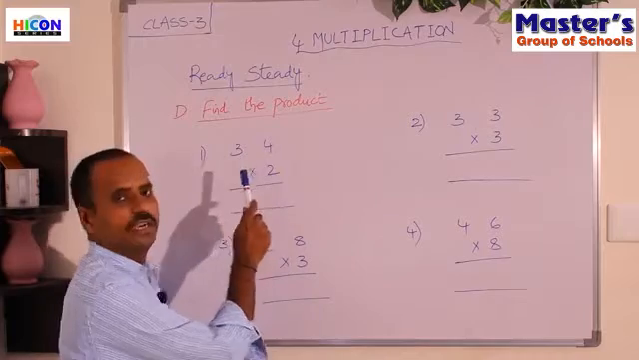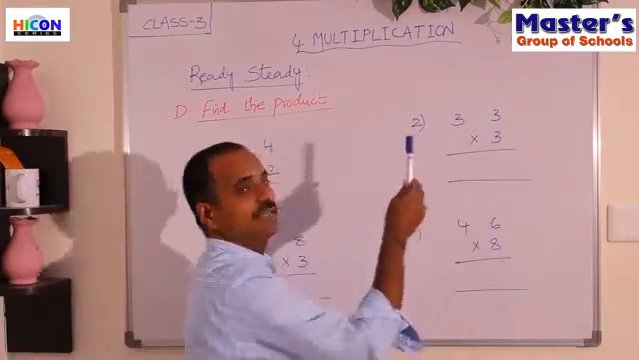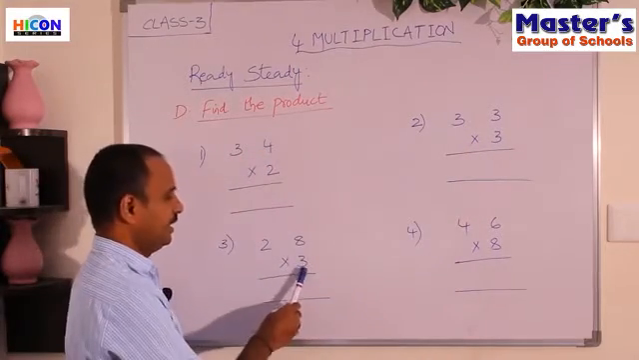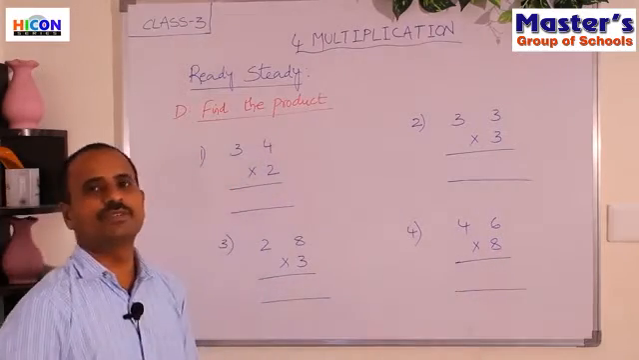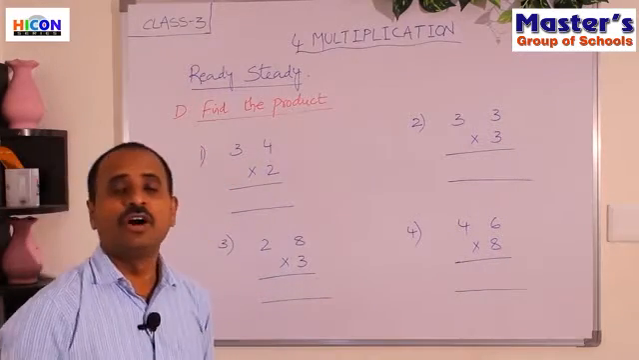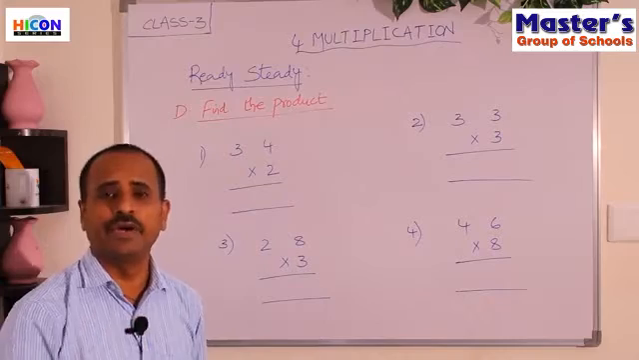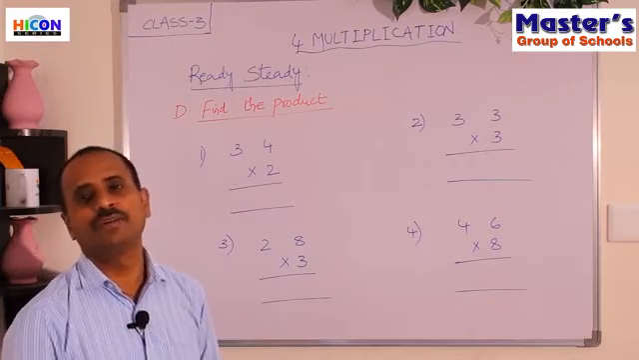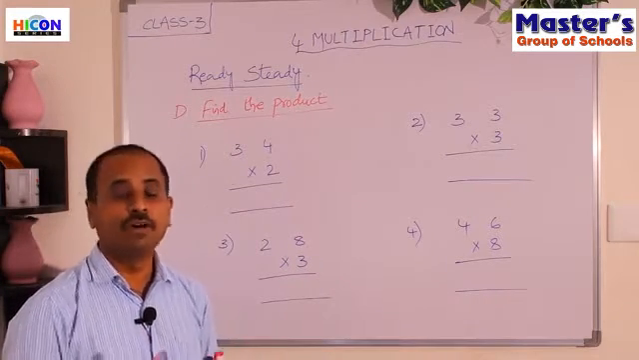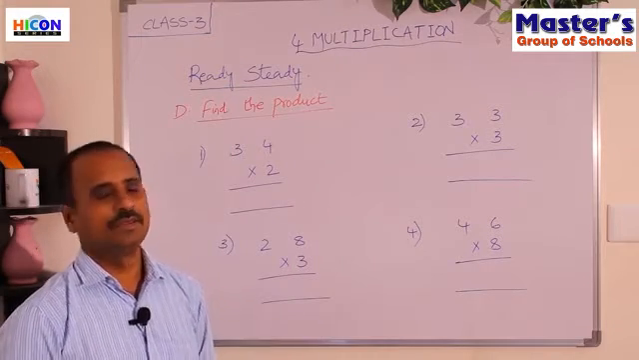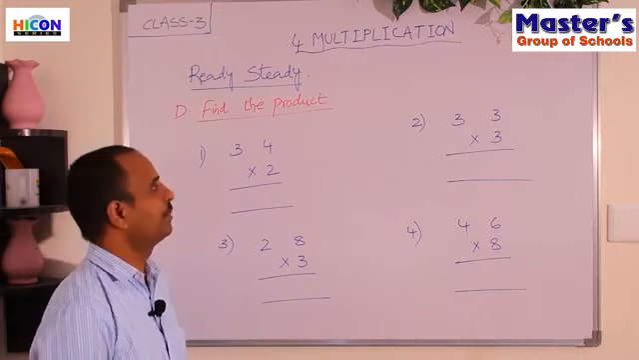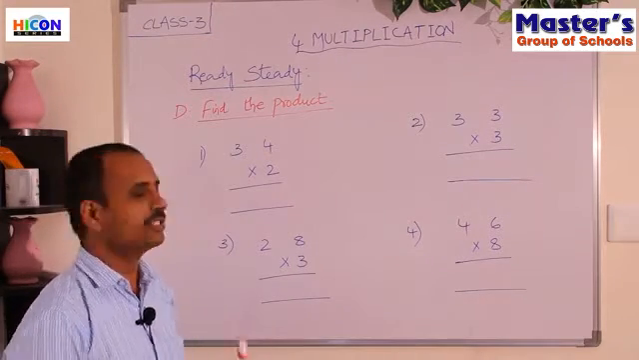Here 2 is a single digit number, 3 is a single digit number, and again 3 is a single digit number. 8 is also a single digit number. So let us recall once how to multiply a number with a single digit number, and then we can practice how to multiply a number with 2 digit numbers. So let us start.